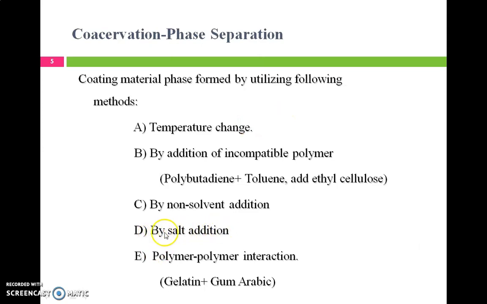The fourth method is by salt addition. When the polymer is dissolved in aqueous phase and we add an excess amount of salt, the salt dissolves itself and the polymer will come out of the solution, and phase separation is achieved. The fifth method of phase separation is polymer-polymer interaction. Like in gelatin solution, if we add gum arabic, there is interaction between gelatin and gum arabic, and the gelatin will come out of the solution. So these are the five techniques of phase separation.